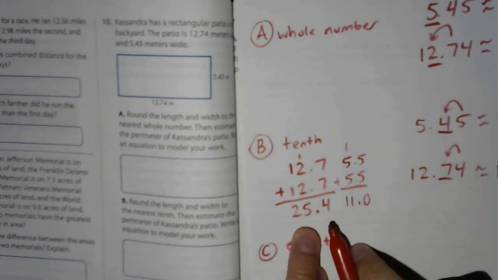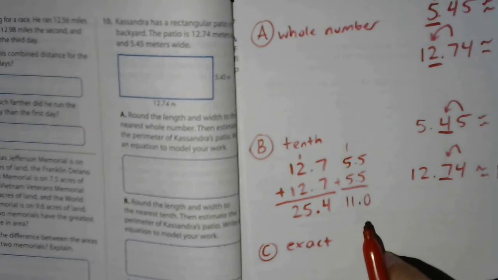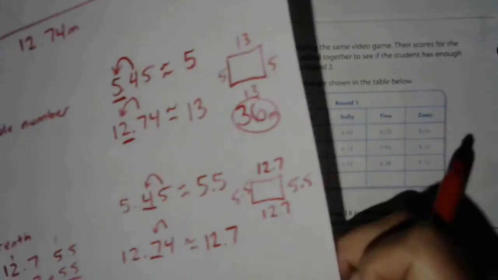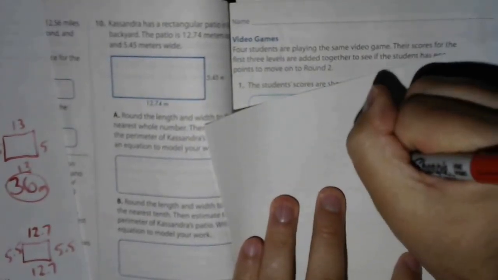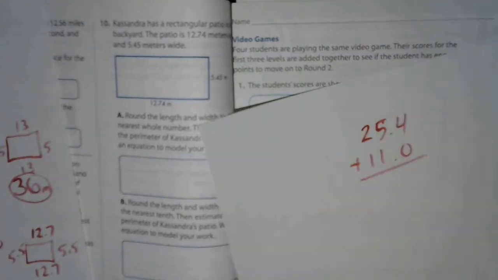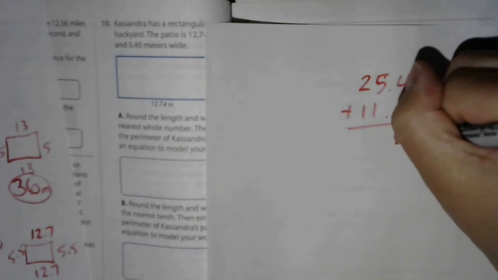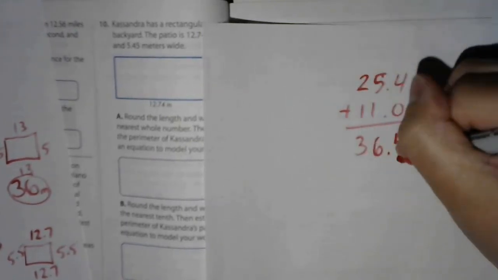So now I'm taking 25 and 4 tenths plus 11 to figure out the total perimeter. So I can do this. I didn't really leave myself a whole lot of room, so let me do this over here. 25 and 4 tenths plus 11, and I'll say 11 and 0 tenths to make it easier and everything's lined up. 4 plus 0 is 4. 5 plus 1 is 6. 2 plus 1 is 3. And my decimal needs to drop right down. So the perimeter here is 36 and 4 tenths meters.